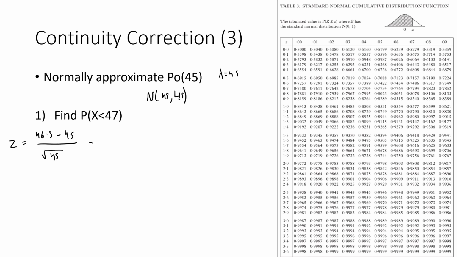And that gives me 0.22. Now, if I want the probability of z being less than or equal to 0.22, I look in the table here, 0.22. So 0.5871 is the answer there.